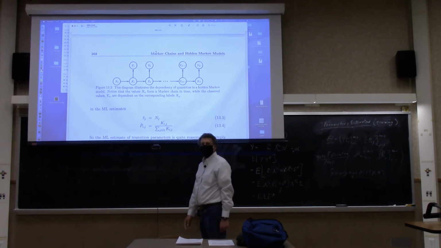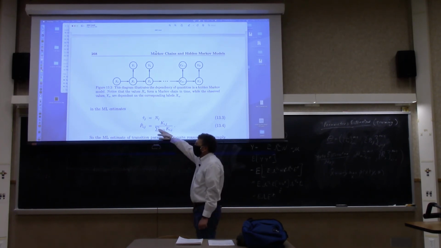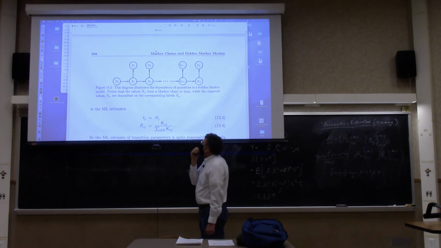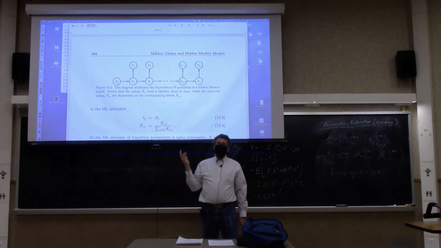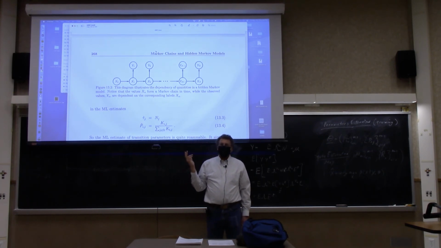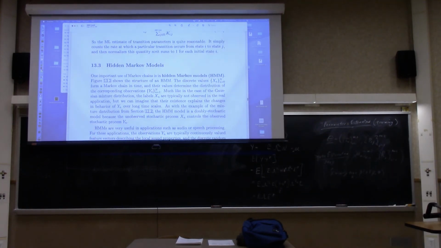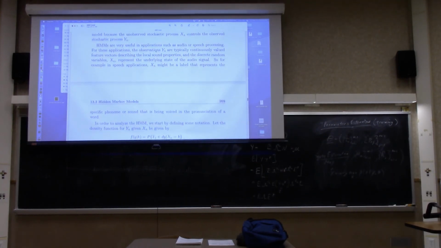All right, does that make sense? This is the obvious thing. It turns out to be the maximum likelihood estimate, but you'd have to prove that, okay? The problem is you don't have the x's, correct? So how do you do it if you don't have the x's? That's when things get tricky.